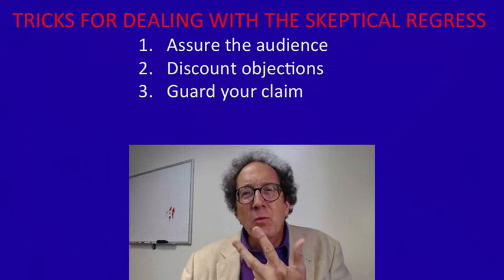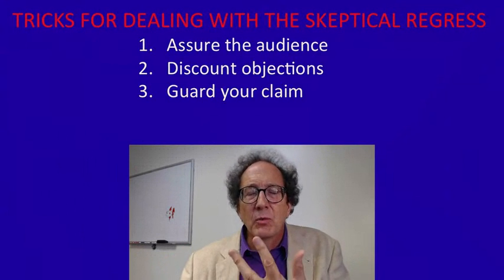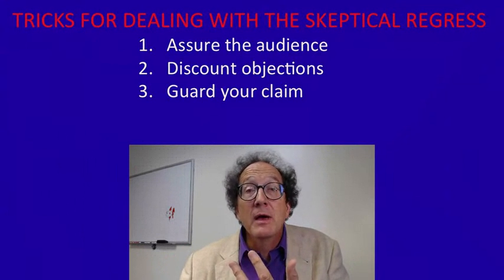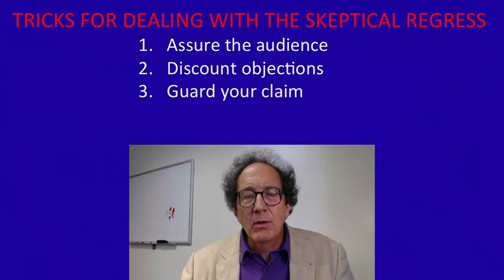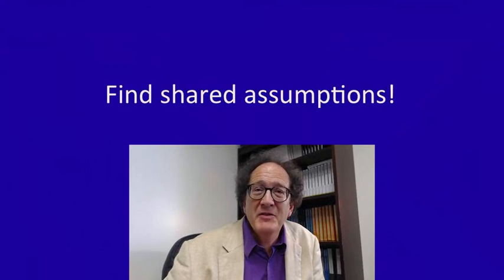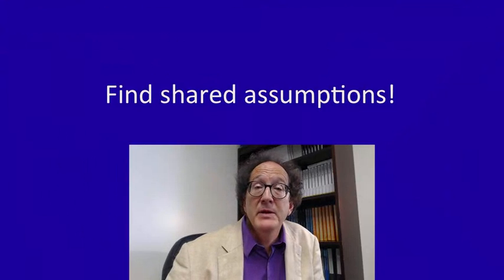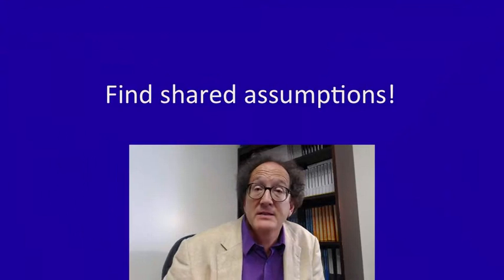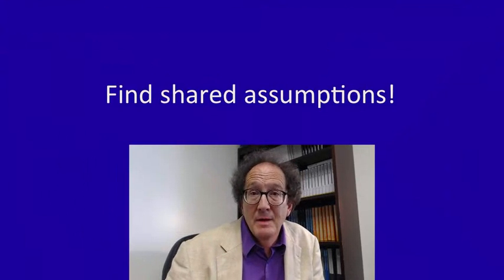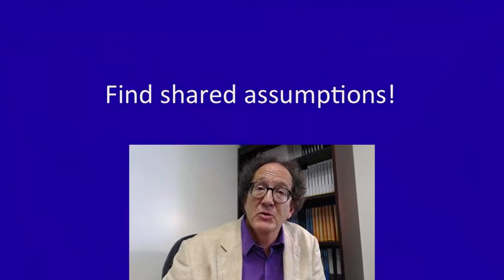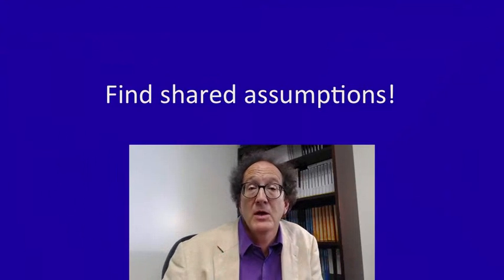And those are three ways of solving the skeptical regress problem in everyday life that we're going to look at in much more detail in the next 3 lectures. But the point of this lecture has been more general. In order to solve the skeptical regress problem, you have to find some assumptions that you and your audience share. They might be assumptions about the premises of your arguments. They might be assumptions about authorities that supposedly support your premises and that they accept as authorities, or whatever. But there have to be some assumptions that you share with your audience in order to get the argument going.